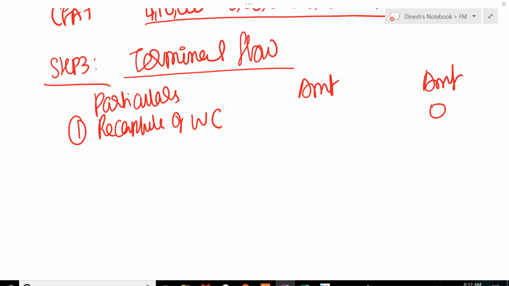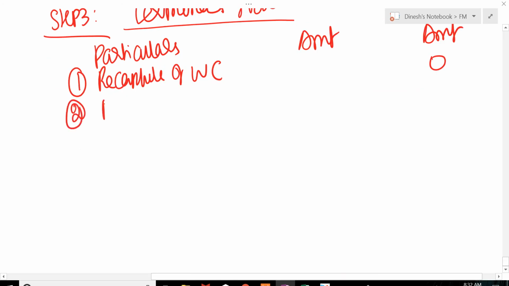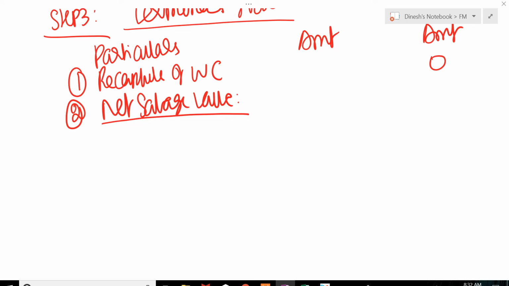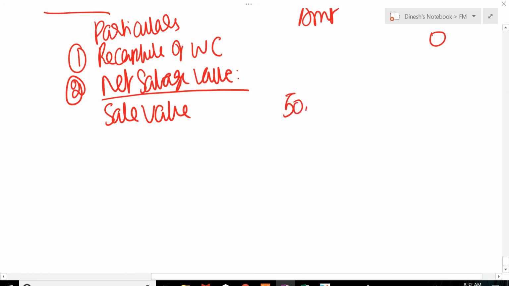Point number 2, net salvage value, and underline that. Below that, sale value less book value, all of that has to be done. Sale value, you will write these amounts in the inner column. At what value are we selling the asset after 5 years? 50,000. Sale value is 50,000.